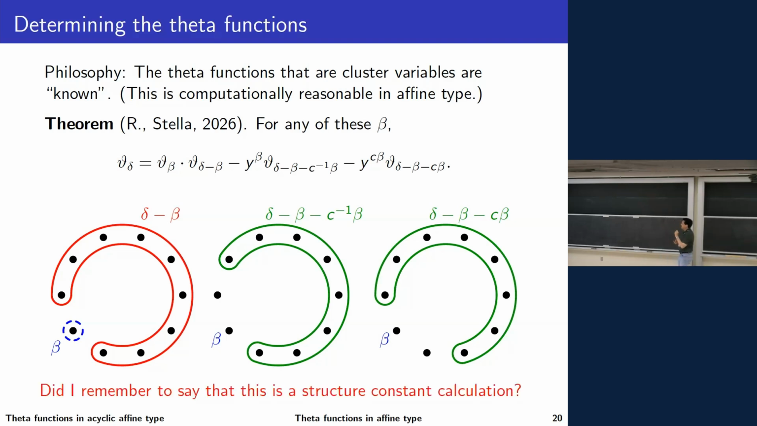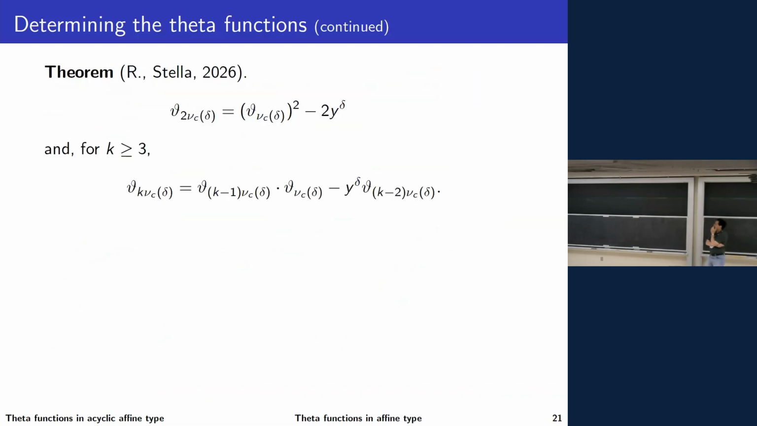Okay, so yes, I did now remember to say it's a structure constant calculation. Okay, but let's talk a little bit more. If I want to find out, remember, I've got every integer vector, and I already told you how to find the theta function for the shortest vector in that one limiting ray. What about 2 times that vector?